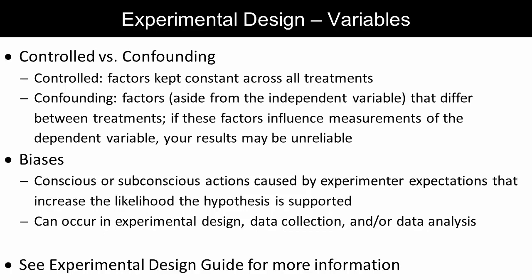One great way is through blinding. If the person who counts the leaves doesn't know which trees are in the control treatment and which are in the experimental treatment, they can't be biased in their counts.